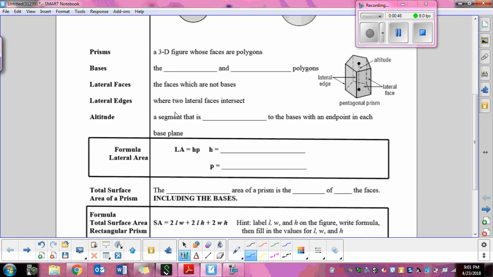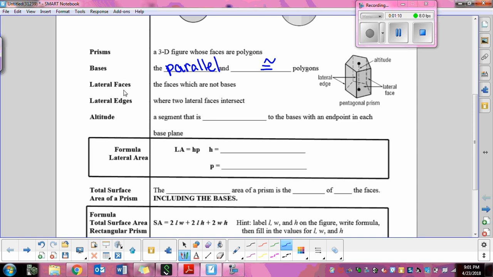It says the bases are the parallel and congruent polygons. So this would be a base. This has 1, 2, 3, 4, 5 sides, so this is a pentagon, and this bottom one would be a pentagon also. These are the only two that are going to be parallel.